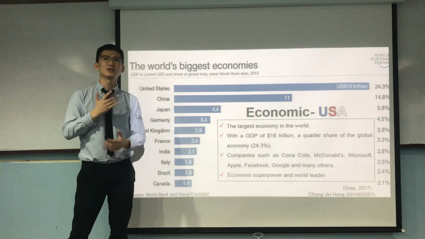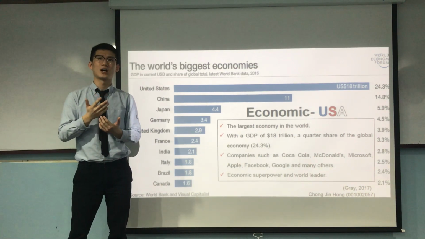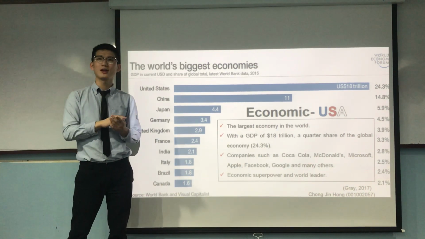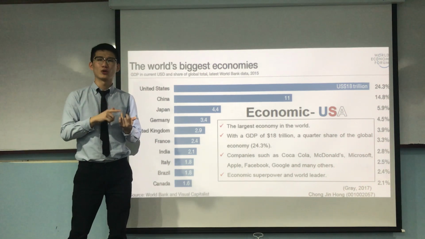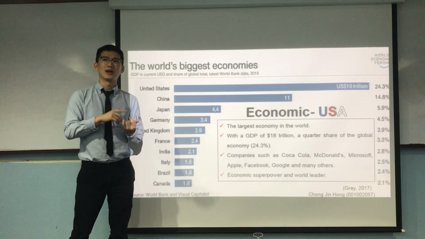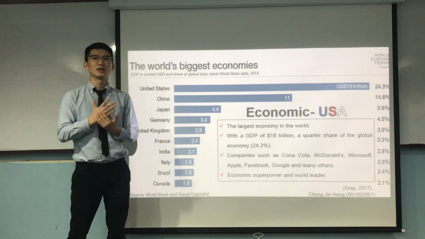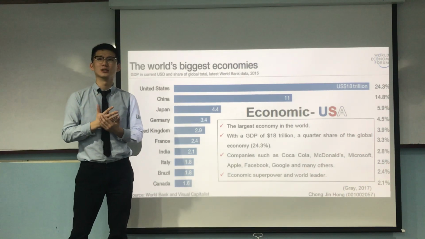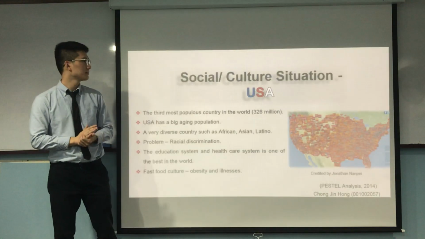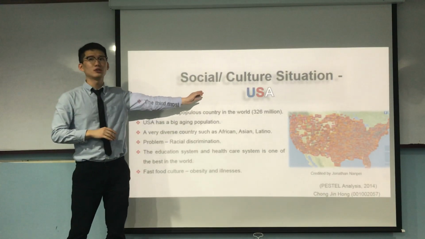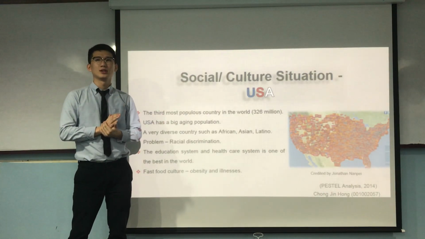The famous companies that come from the United States are Coca-Cola, McDonald's, Microsoft, Google, and many others. Therefore, the United States is an economic superpower and world leader. Next slide. The social and cultural situation of the United States.